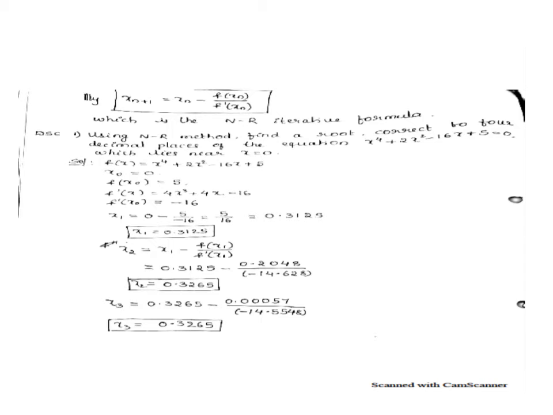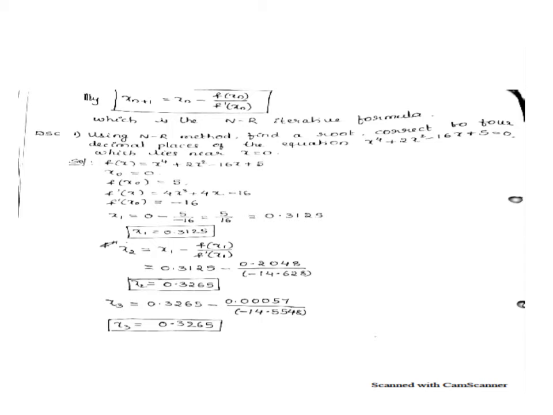So x3 equals x2, that is 0.3265 minus f of x2, that is 0.00057, divided by f dash of x2, and the value obtained is minus 14.5548. On simplification this is 0.3265. So x3 is 0.3265. Now you can compare x2 and x3. x2 is 0.3265 and so is x3.